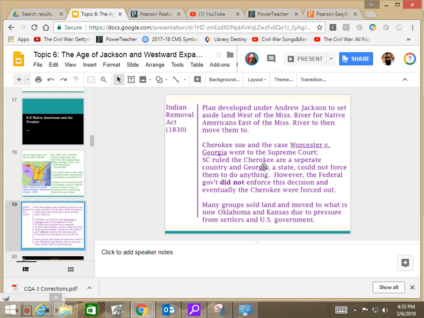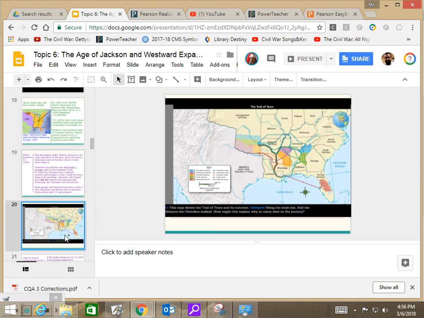Something about the Cherokee are going to be forced out. I see many groups sold land and moved to what is now Oklahoma and Kansas. Okay, so I found on my Indian Removal Act slide the Trail of Tears, or they were moved to Oklahoma. There's a map here. I can follow the Trail of Tears. If you know your geography, you know that that little chunk of land above Texas is now called Oklahoma.